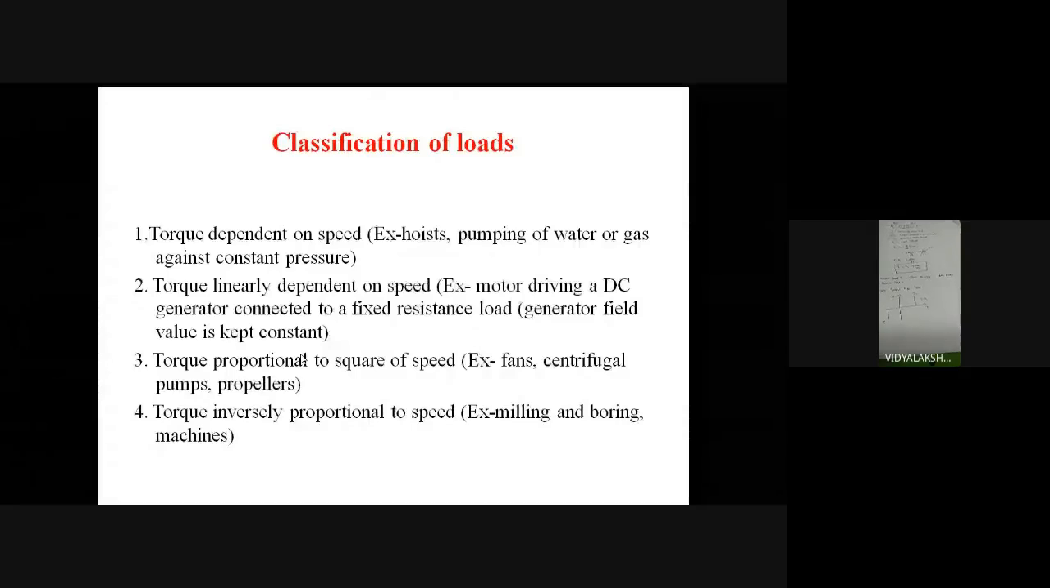I'm repeating once again. The first one is the constant torque type load. Here, whenever I'm changing the speed, I need a constant torque. For this condition, I use this type of constant torque load. Where do I use it? In shaping machines, cutting machines and grinding.